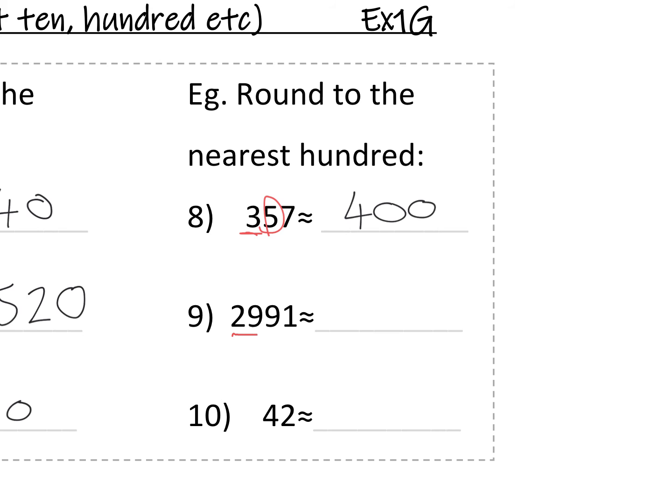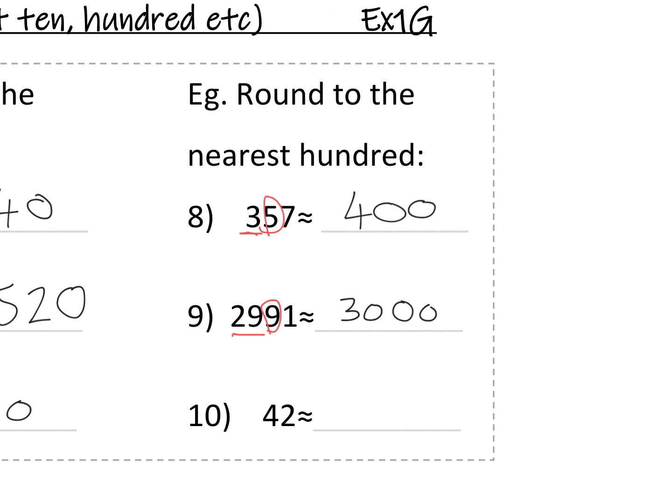Example 9, we have 2,991. So the first 9 is in the hundreds column, and the second 9 tells us to round up. Now if we're rounding the 9 up, we'd have to round 9 up to 10, which means putting a 0 here and changing the 2 to be a 3. So we'd actually get 3, 0, 0, 0.